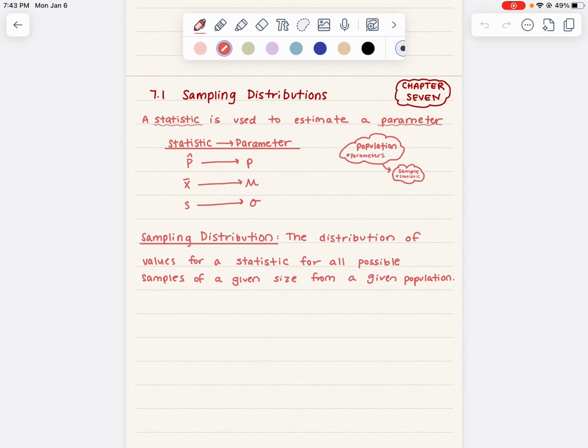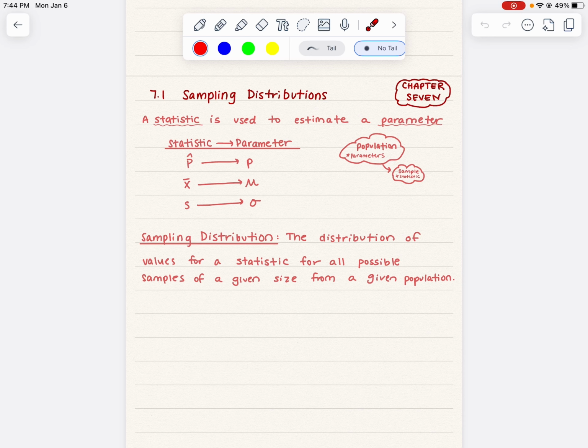So we have statistics to parameters. So for a proportion, the statistic is p hat and the parameter is p. For a mean, the statistic is x bar and the parameter is mu. And that's all here, these two. And then the last one, this is for standard deviation. The standard deviation of a sample is S, and the standard deviation of the population is sigma. So remember, we used to put the population in these clouds, and then the sample was a little mini cloud. So the population, those are parameters, and the sample is the statistic.